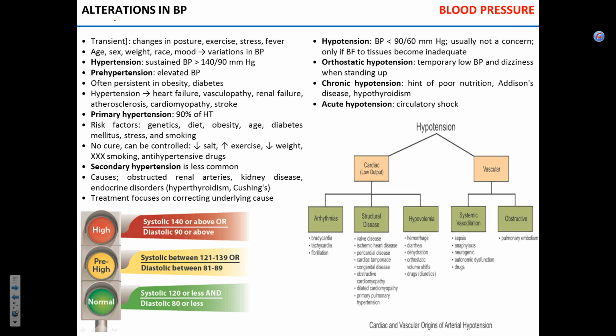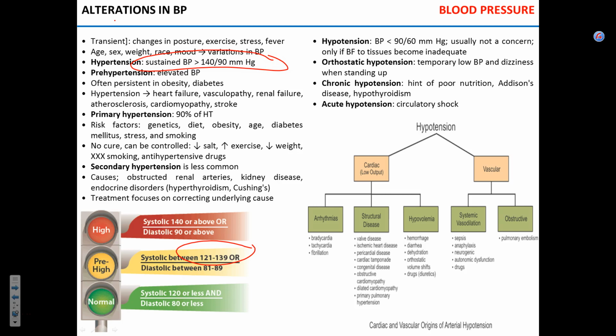Now, definition of hypertension. Sustained blood pressure 140 over 90 and above. Prehypertension: anything between 120 to 139 systolic, 80 to 90 diastolic. 120 over 80 and below is considered to be normal.